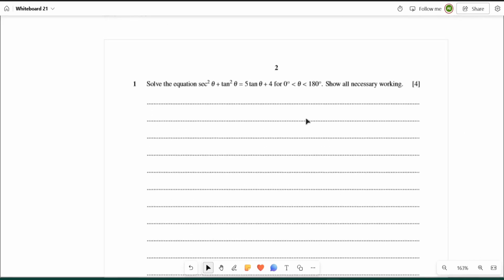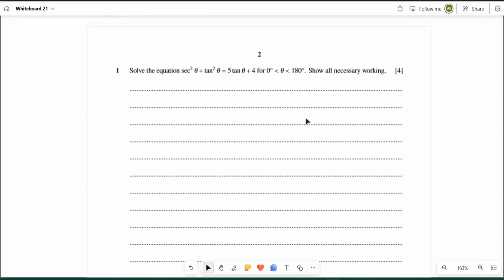Okay, let's move on to the next question, which is a little bit harder. Let's see how we can approach this question over here. So I have secant squared theta plus tan squared theta equals 5 tan theta plus 4.